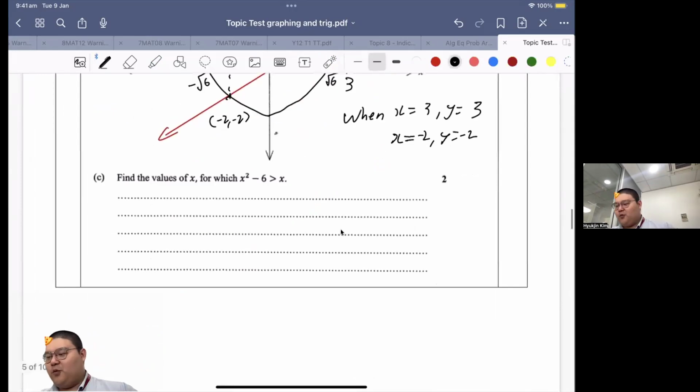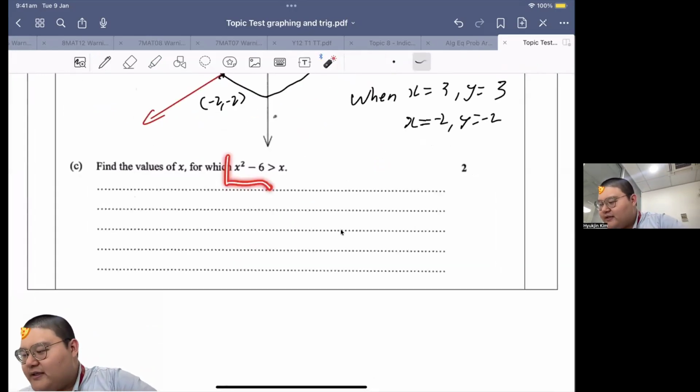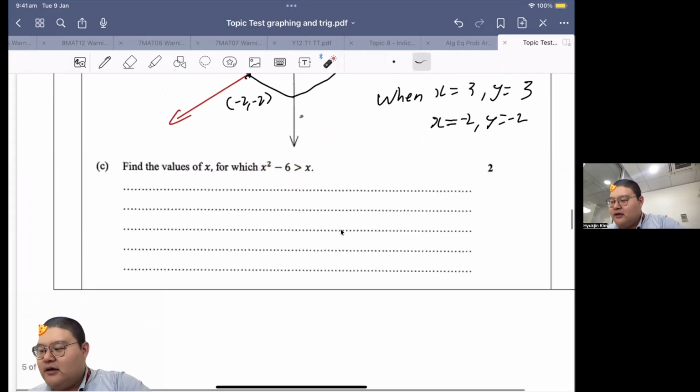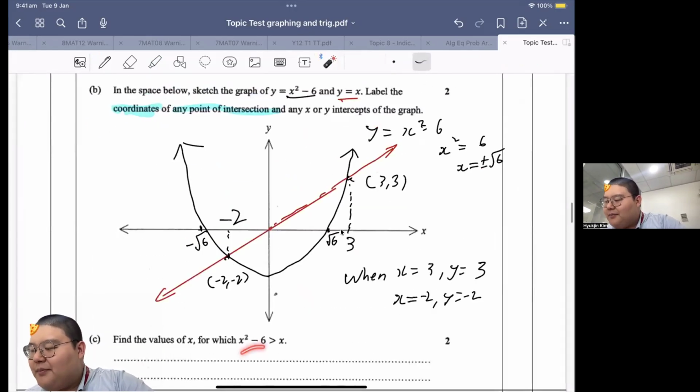Find the values of x for which x squared minus 6 is greater than x. When is the parabola above the linear?